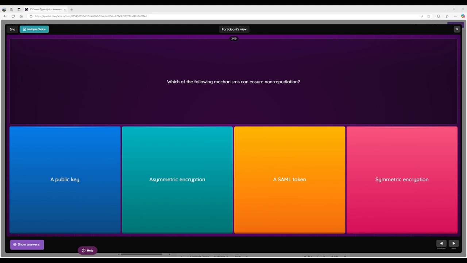SAML token. So SAML is called Security Assertion Markup Language. How can that ensure non-repudiation? No, I don't know. Okay, so the answer is either the symmetric or the asymmetric.